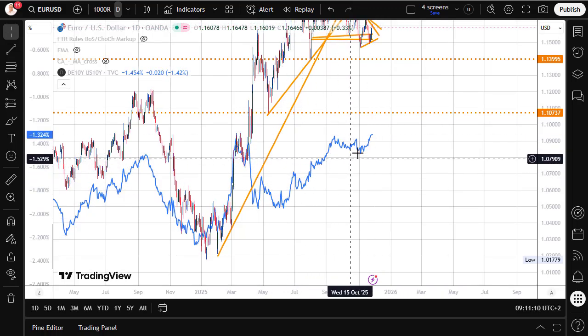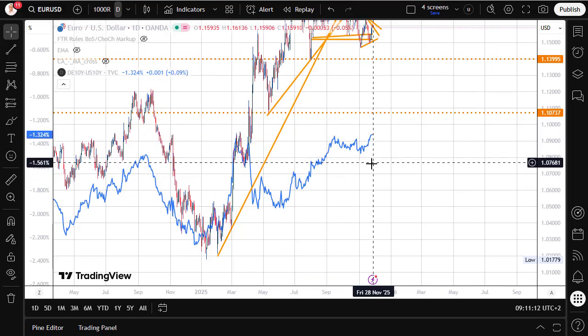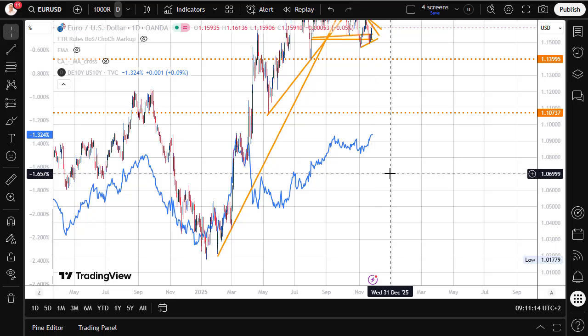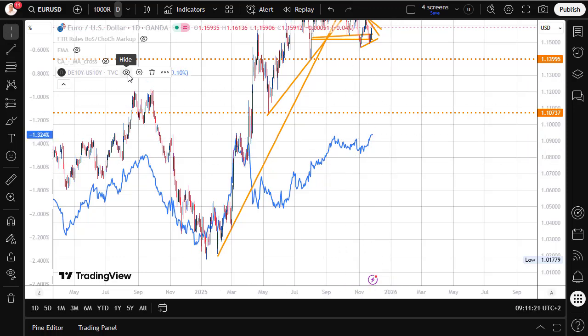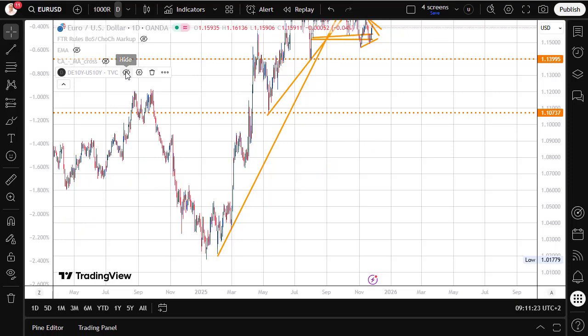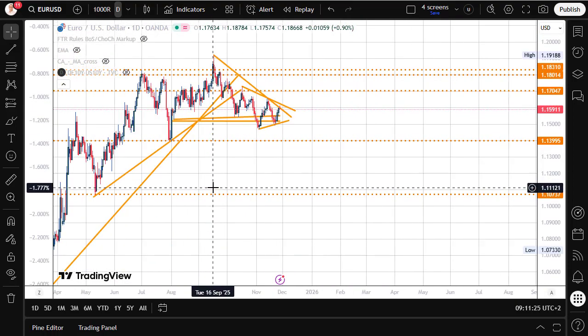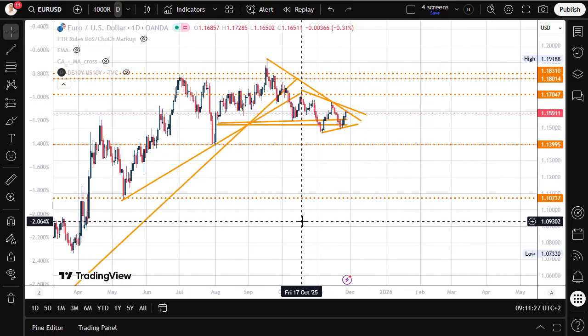You can see it is moving up, not with the same momentum, so the momentum has calmed down a little bit, but the bias is to the upside. Let me hide this, and now we have the bias. What does this mean for us practically when you trade the euro?